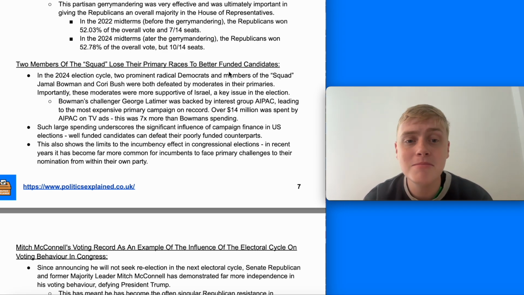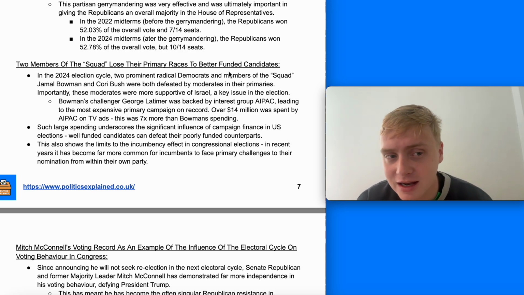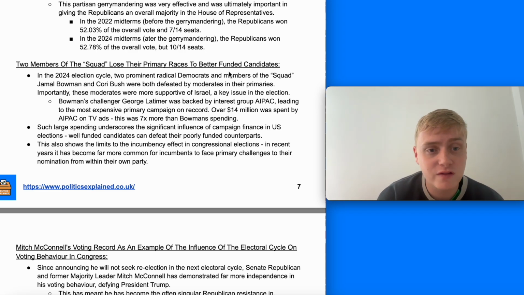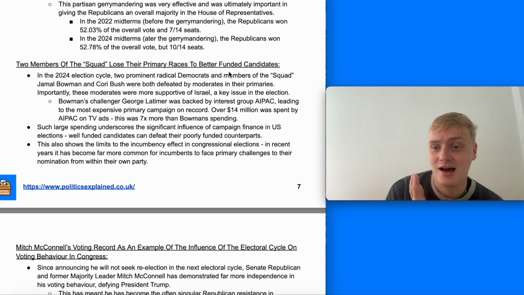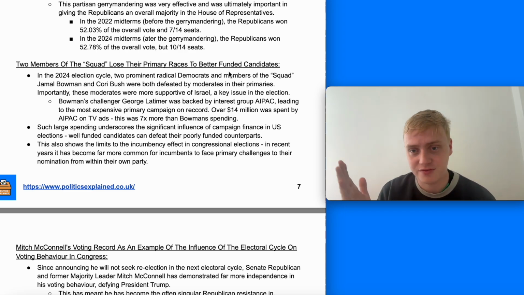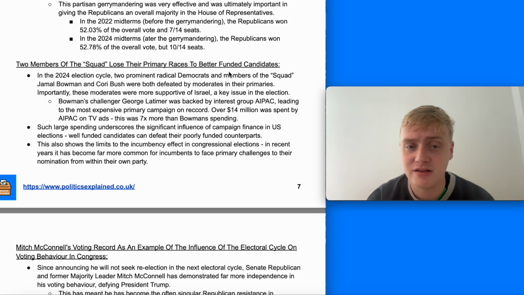So over $14 million was spent by AIPAC on TV ads, which was 7 times more than Bowman's spending. And this underscores, firstly, the significance of campaign finance in fighting US elections, where well-funded candidates can defeat their poorly funded counterparts. Normally, that's effectively well-funded incumbents, because they're better funded, defeating challengers, but it was actually the opposite here. It also shows the limits to the incumbency effect in congressional elections.